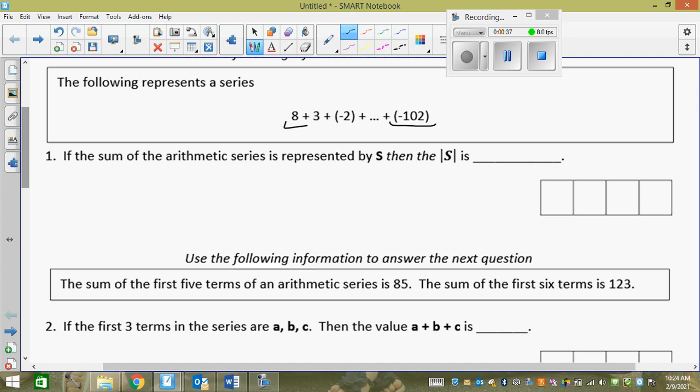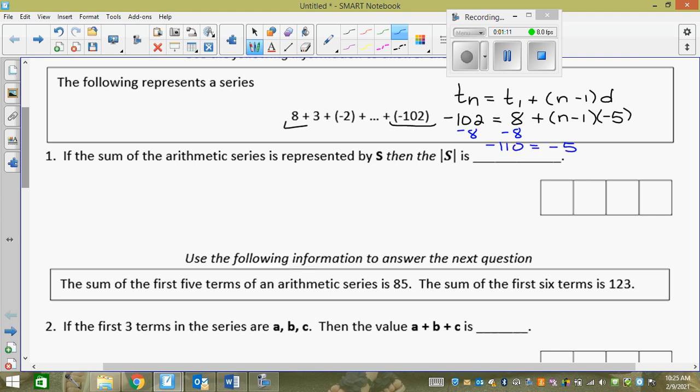So if I have the first and the last of an arithmetic sequence and I'm asked to find the sum, the first thing I'm going to have to do is find n, and the only way I can do that is using the arithmetic formula. So Tn is -102 equals T1, which is 8, plus n minus 1, and then d is negative 5. So then we're going to subtract 8. -110 equals -5 times n minus 1. Divide by -5.